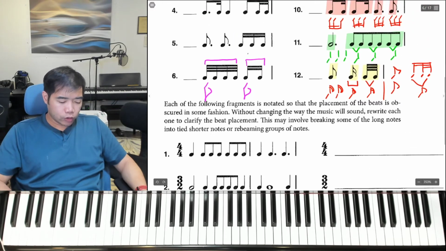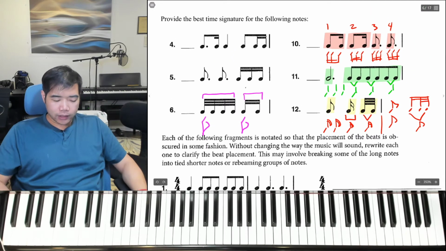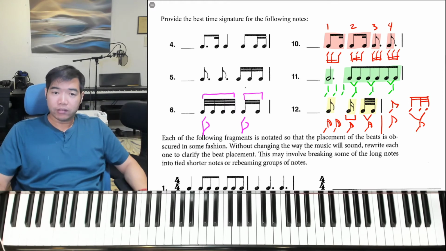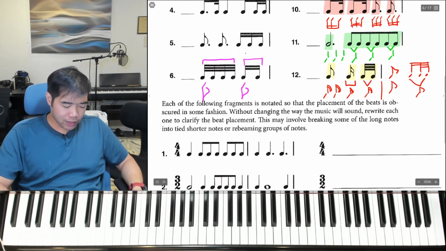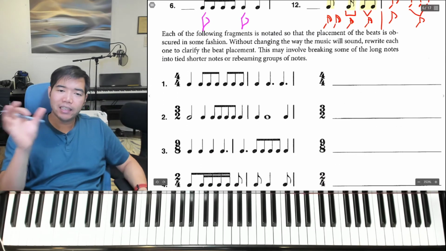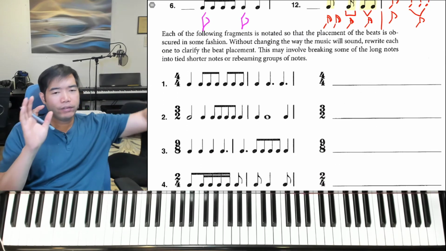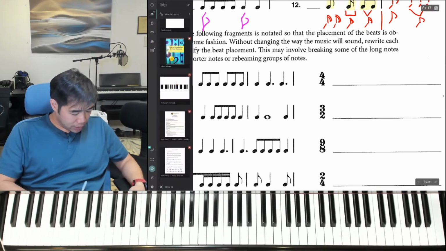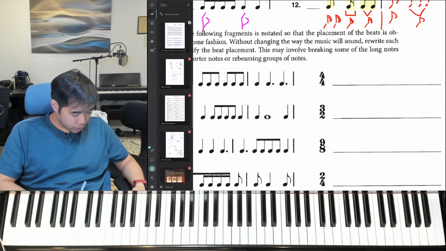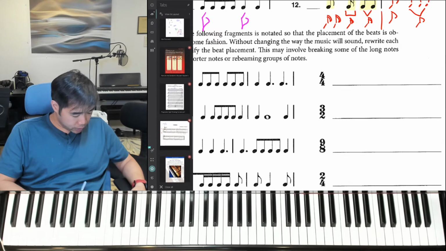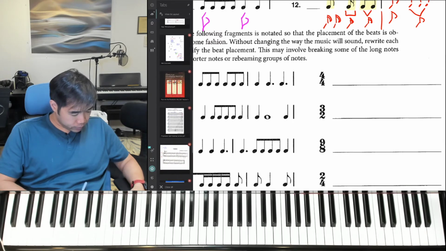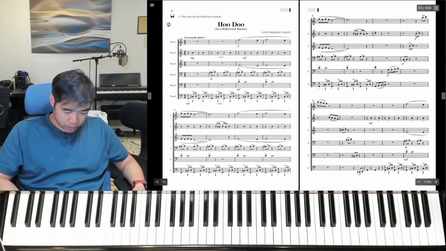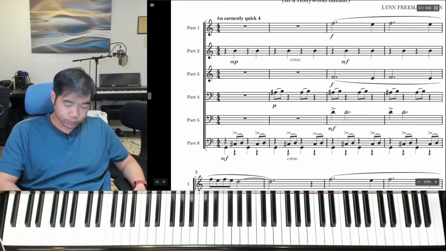So one of the things I showed you already up here is that you want to beam beats together. Okay, when you look at a piece of music, you want to be able to see the time signature without even seeing the time signature. So let me show you what I mean. Let's take maybe a piece of music, for example. Let's just find a random piece of music here to use as an example. All right, here's an example.